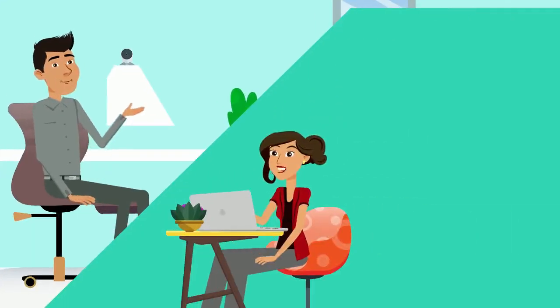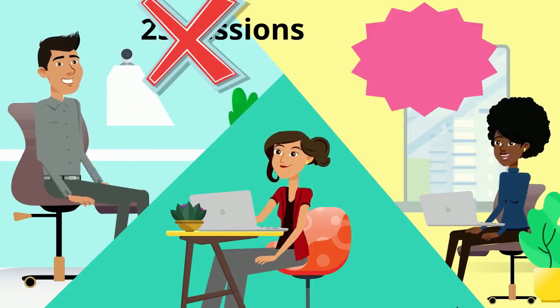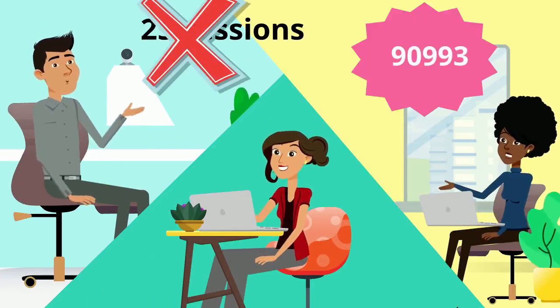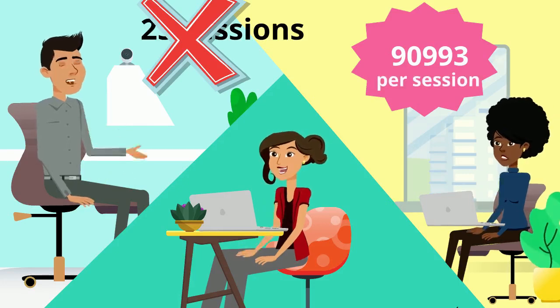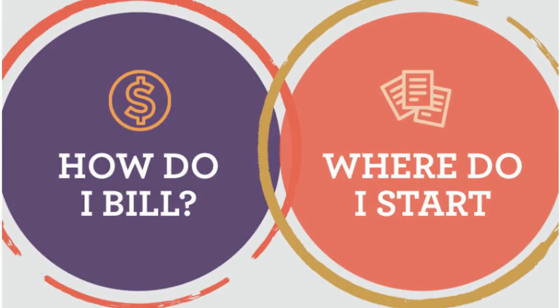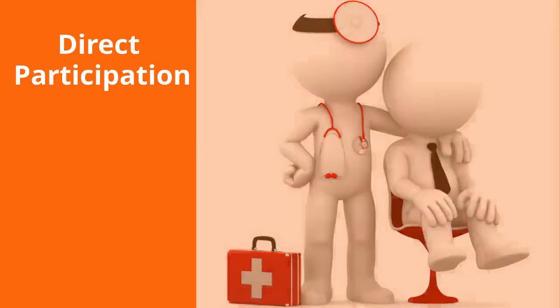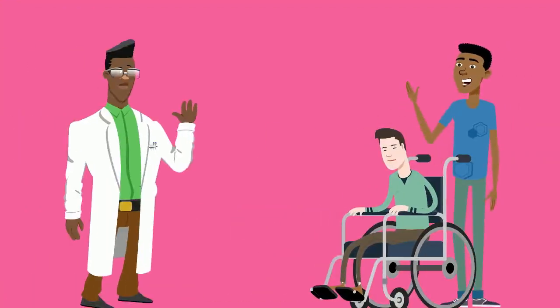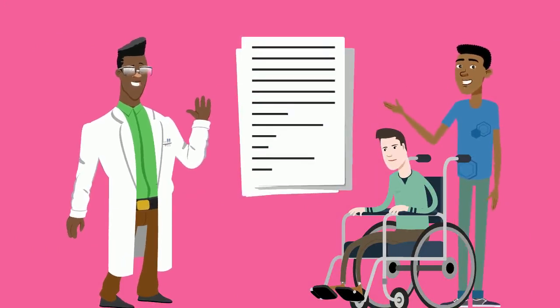For patients that did not complete a 25-session course, a CPT code of 90993 is charged per training session. For a physician to bill, they must have direct participation in the training. The provider presence and direct involvement in the training session should be documented.